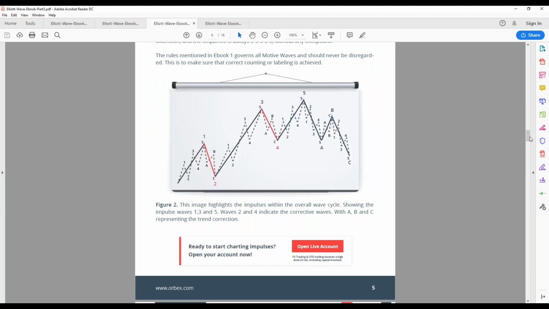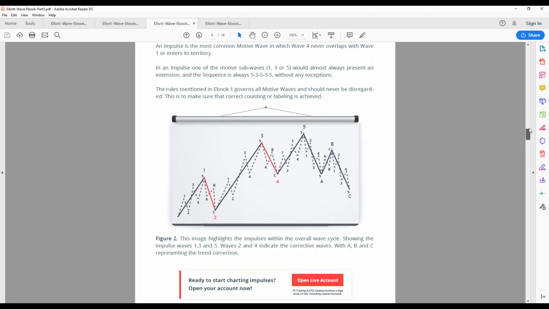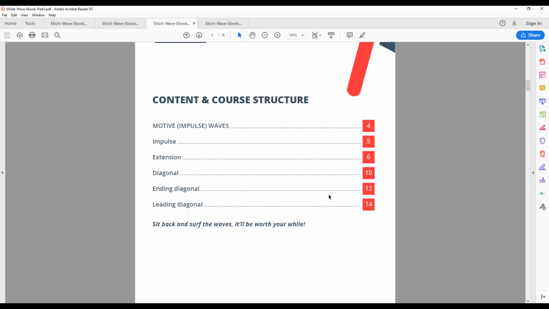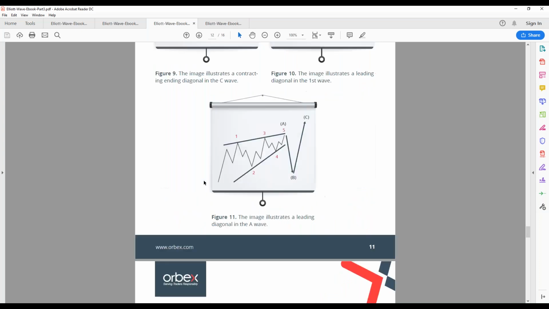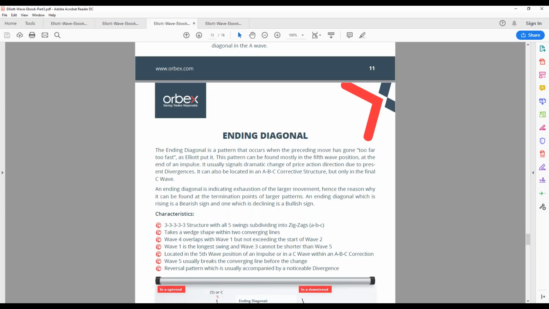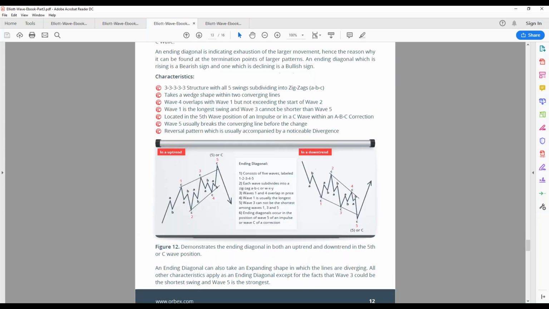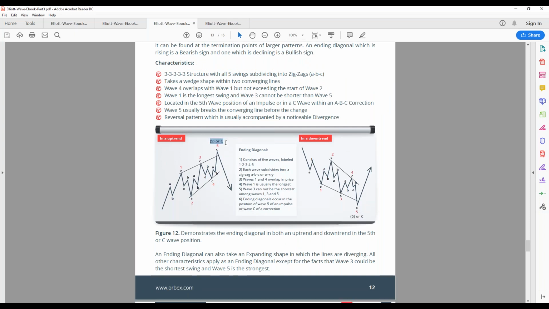Yeah, let me just see. Yep, ending diagonal. So page 12. Yeah, there we go. Yeah, so this is how I'm labeling Dow Jones in that last C leg. And you guys have part 3, most of you present. I'm sure you do, because otherwise you wouldn't be present here. And we have a full house right here.